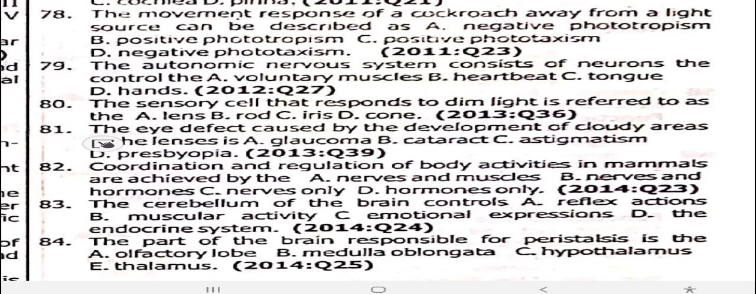Number 81. The eye defect caused by the development of cloudy areas is called cataract, option B. 82. Coordination and regulation of the body activity in mammals are achieved by the neurons and the hormones, or nervous system and endocrine system, option B. 83. The cerebrum of the brain controls muscular activities. Don't forget, muscular activities. 84. The part of the brain responsible for peristalsis is the medulla oblongata, option B.